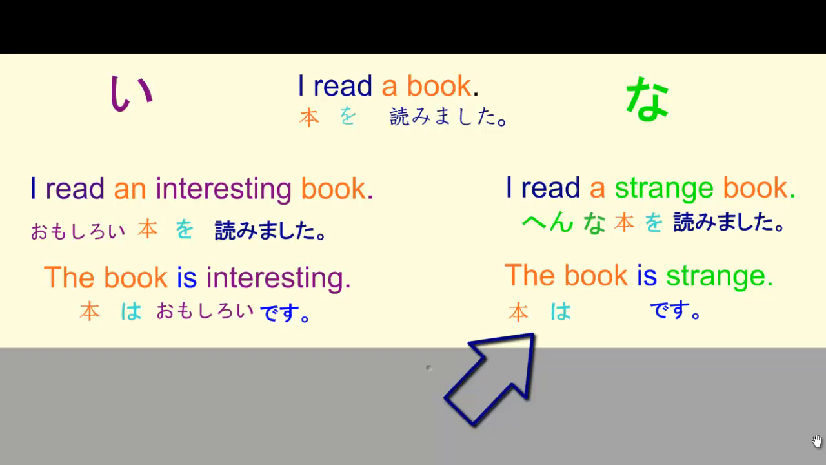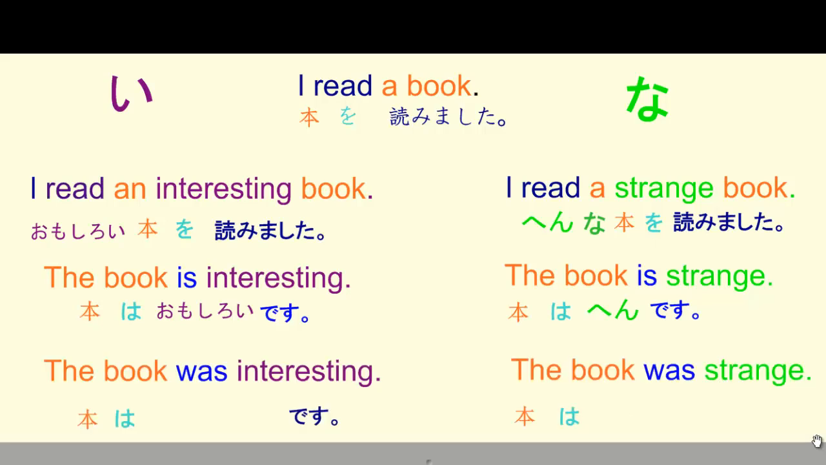On the other hand, let's have a look over here. The book is strange. Again, A wa B desu, hon wa, and here we're going to pop strange. So let's just grab strange and pop it in. Now the rule, if you recall, is if your na adjective is in front of a noun, then you must add particle na. In this case, desu, that's not a noun, is it? It's a kind of verb. Therefore, we don't need to add anything. Hon wa hen desu.